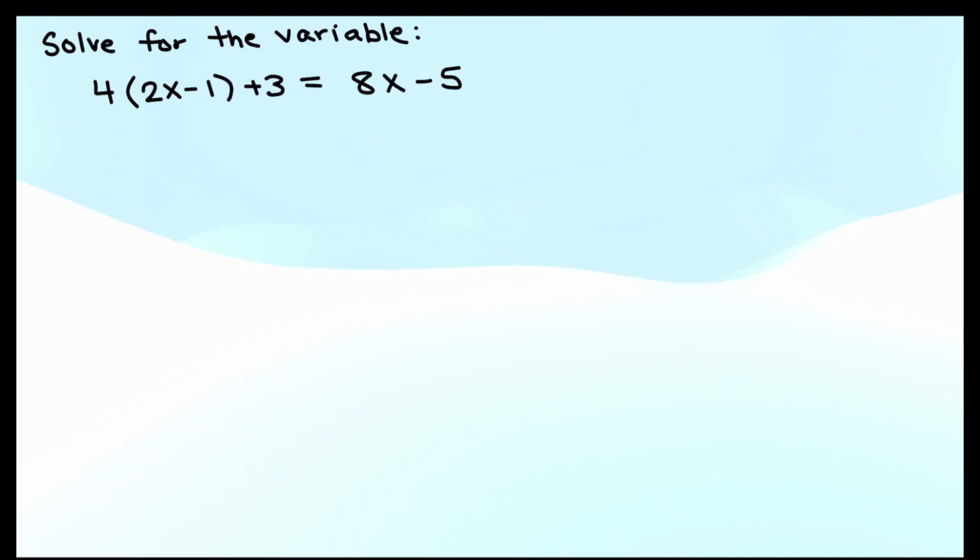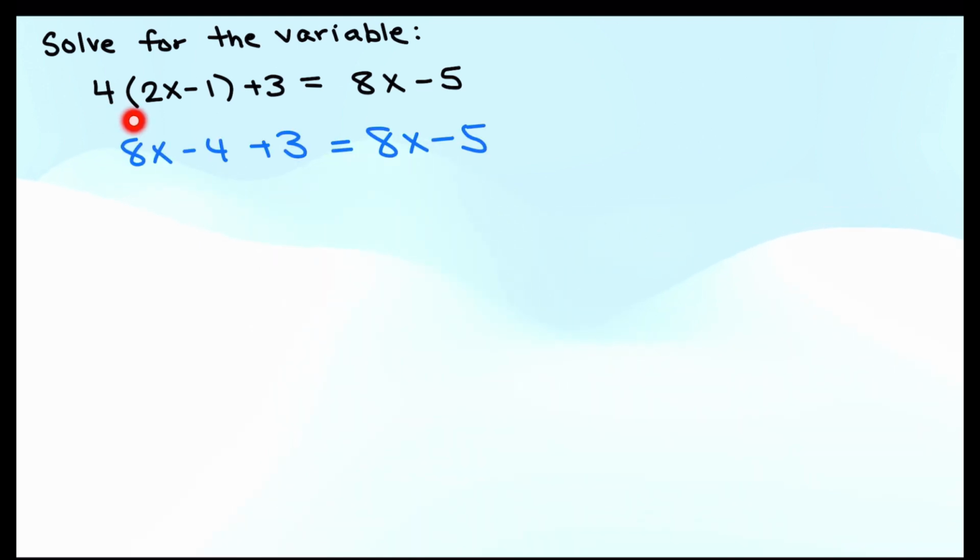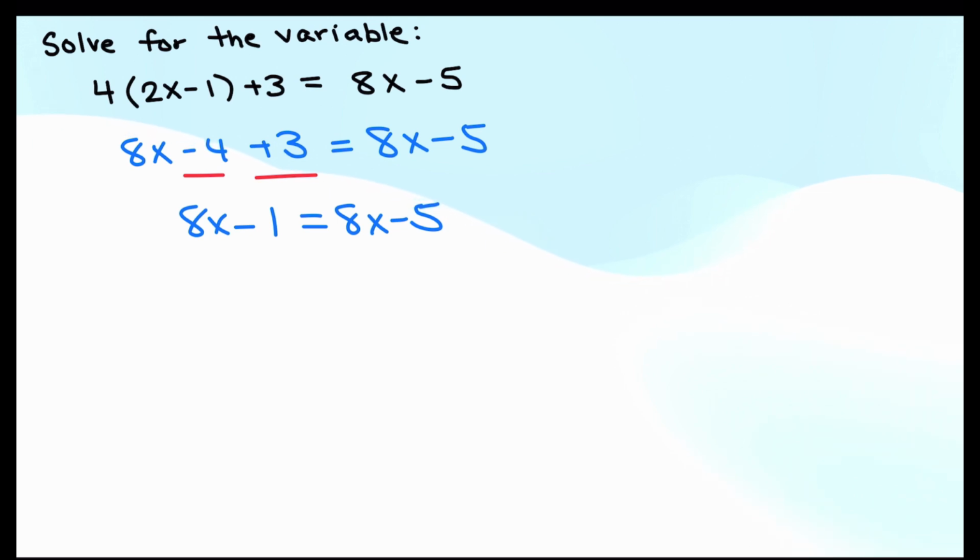Here's another example. Let's take the equation 4 times the quantity 2x minus 1, plus 3, equals 8x minus 5. To solve, I would simplify that left-hand side first. So I'm going to go ahead and distribute the 4. 4 times 2x is 8x. 4 times minus 1 is minus 4. Plus 3 equals 8x minus 5. We can combine like terms on the left. Minus 4 plus 3 is minus 1. So I'm left with 8x minus 1 equals 8x minus 5.